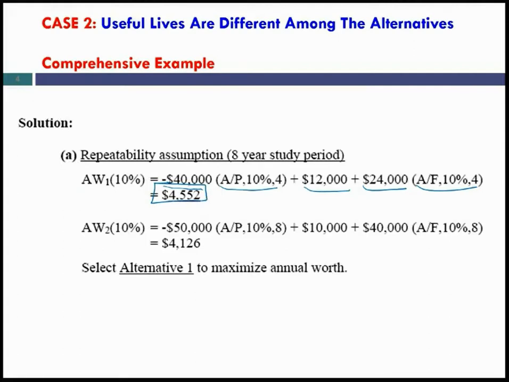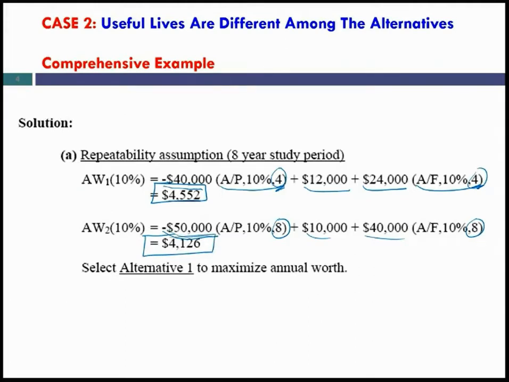And for the second one, this time we are finding the annual worth. Look here, for the first alternative we used only the first repetition, only 4 years as the number of periods. But for the second one, the useful life is 8 years. So I'm using the factor for 8 years and finding the annual worth of this alternative for 8 years, and we find this one.